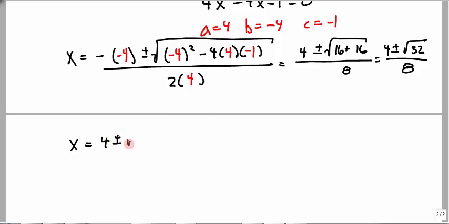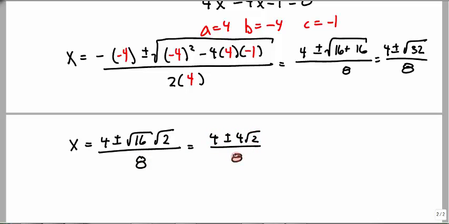Now are there any factors of 32 that are perfect squares? And the answer is yes. There's 16 times 2. So we keep simplifying this. 4 plus or minus 4 root 2 all over 8. We can't cancel the 4 and the 8 yet. We have to factor the 4 out. If I factor the 4 out of the numerator, I'm left with 1 plus or minus root 2 all over 8. And now we can finally cancel those.